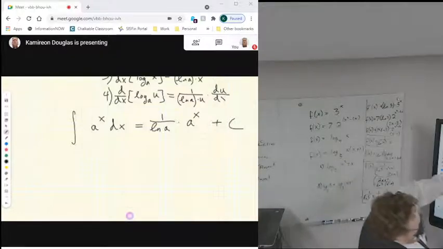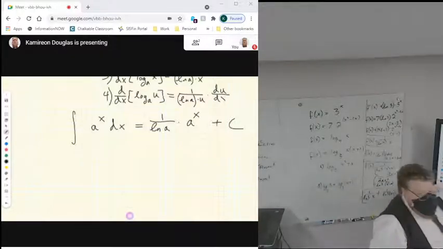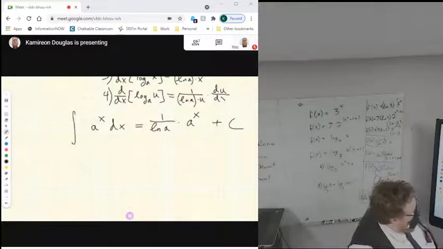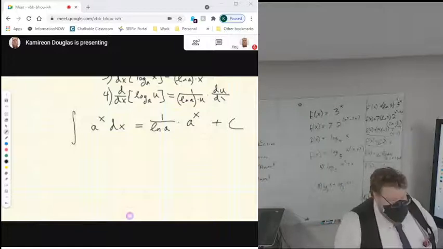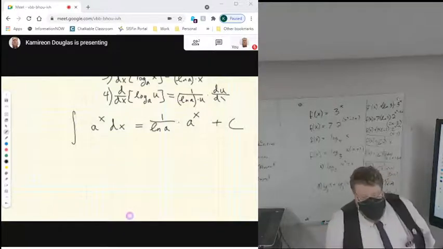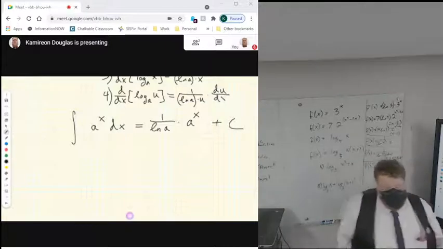If you were to plug the right-hand side back into the derivative formula, you would get right back here, which is very nice, because that's what you're supposed to do. This is the only new integration rule. And it's not even a theorem, it's just a natural consequence because of the fundamental theorem of calculus.